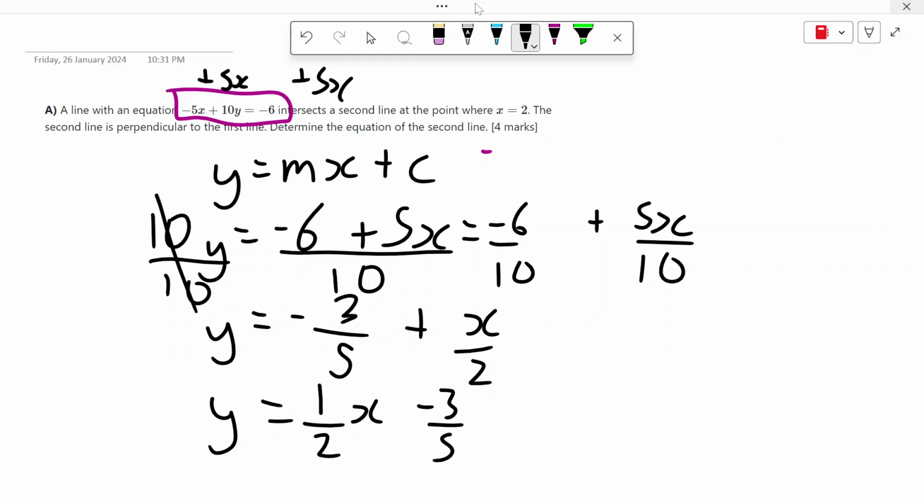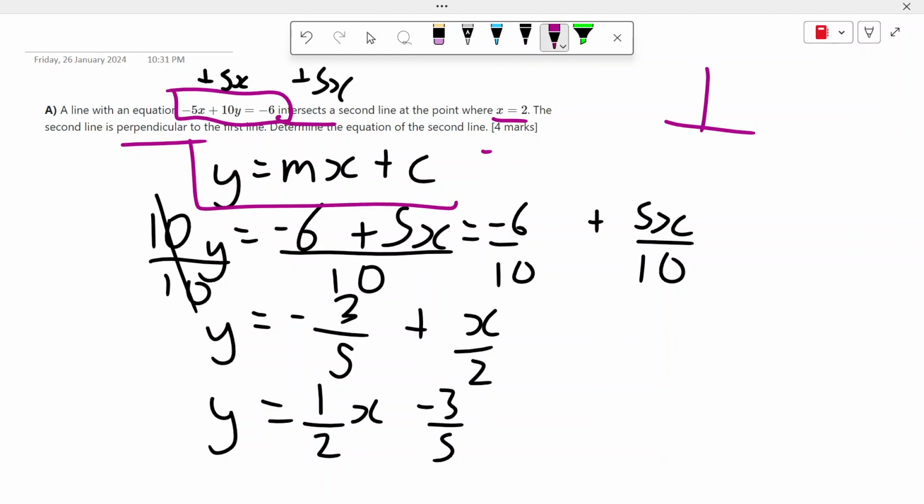So what we also have is a little information that says we know that they both intersect, and they are going to do that at x is equal to 2. And the second line is perpendicular, which means it's at a right angle. So you might see this happen. And there's a formula for it.